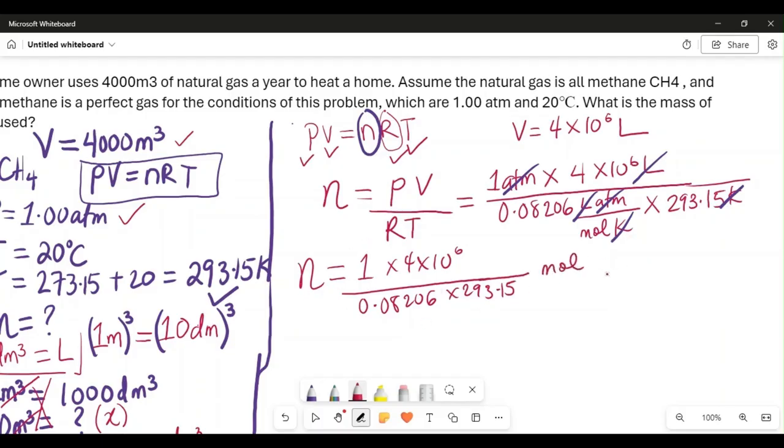You import all this information into your calculator to get 166,279.5 mole. I'm sure this is scary to you because you're used to seeing the mole being a small number. But let's not forget that they talked about the natural gas used to heat a home for a whole year. So this is the number of moles for the whole year. I wanted to make sure that is remembered so you're not scared, thinking, why is the mole so large? It's not a small vessel or container. You're literally dealing with an entire house being heated for a whole year. So now we have the number of moles.